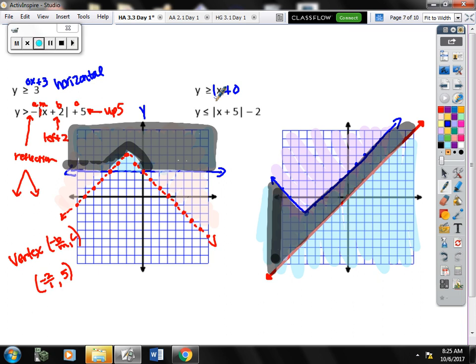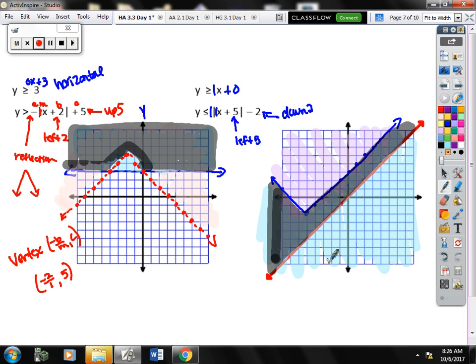Then I used my translations. You also could have done the vertex, but I just said this is shifted left 5, and this is going to be shifted down 2. And I noticed that my A and my M values are both 1, so up 1 over 1 just as usual, and we're solid shading below. And so the shaded region was in between those two graphs.